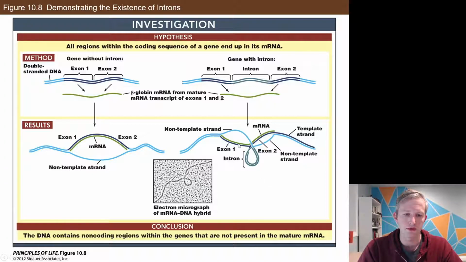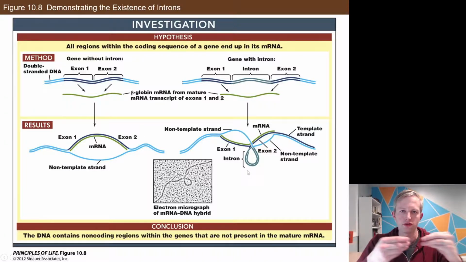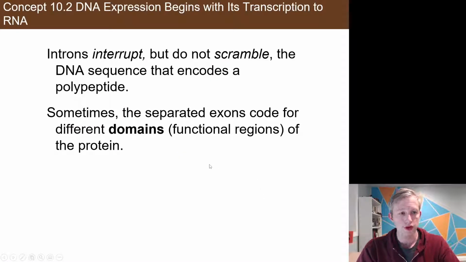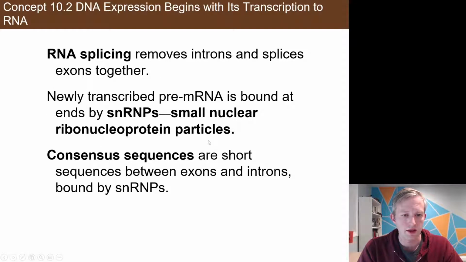The reason why it loops out is because this half of the mRNA is matching with this exon, and this half is matching with this exon, but nothing matches that middle bit. And so it sort of folds the DNA and creates this visible product. So introns interrupt, but they don't scramble the DNA sequence. They're not completely mixing up and causing any sort of complete reformation of the DNA, but they are these little interrupter sections, and they therefore need to be removed.